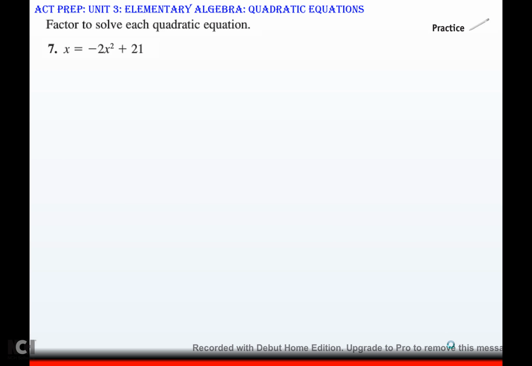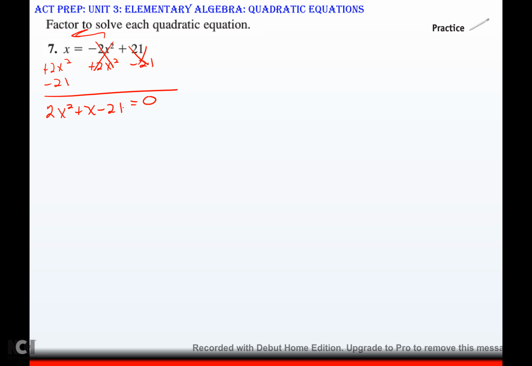Alright, we are back. Okay, so on this one, again, I've got to get 0 on one side. I do not like my squared term negative, so I'm going to move everything over this way. So I'm going to add 2x squared. That'll get rid of it over here, and I'm going to subtract 21, which gives me 0 on this side. So over here, in right order, none of them can combine. They're not the same, so I'm going to drop them in order. My second degree, my first degree, my constant.